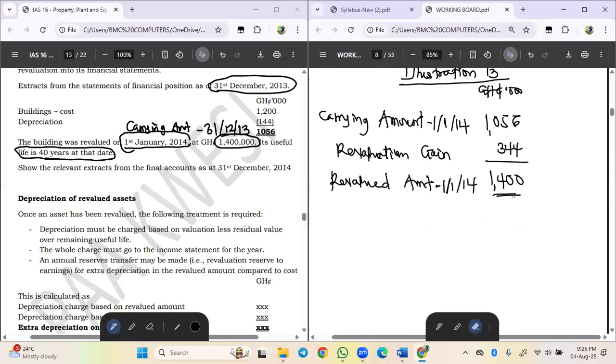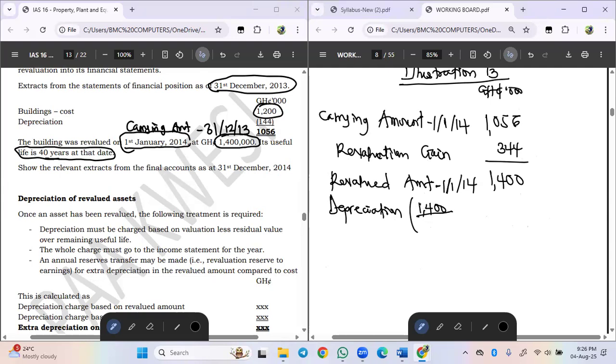So 31st December 2014 means that we have to calculate depreciation for 2014. And I said that after revaluation, we use the revalued amount as the cost. So the depreciation will be based on the revalued amount of 1,400, not the original cost. There has been revaluation, and after revaluation, use the revalued amount as your base to calculate the depreciation.